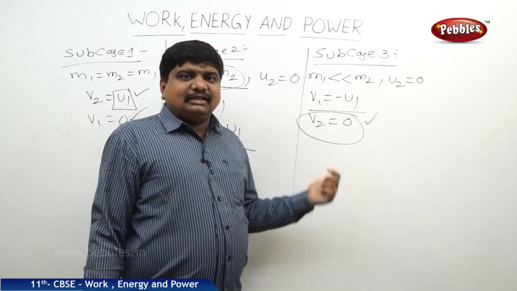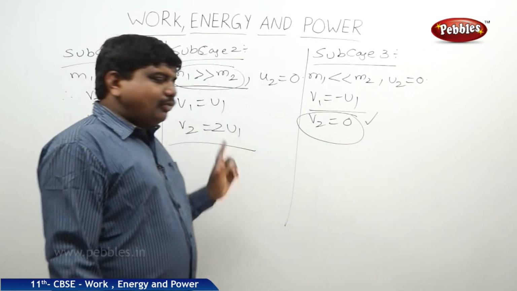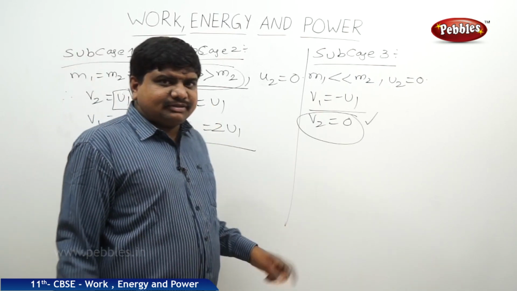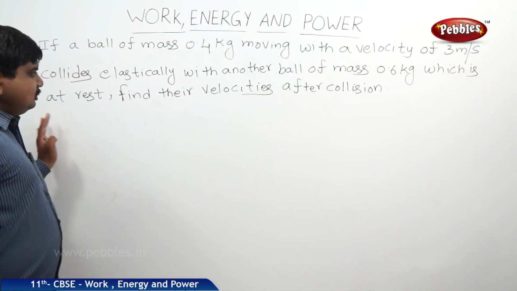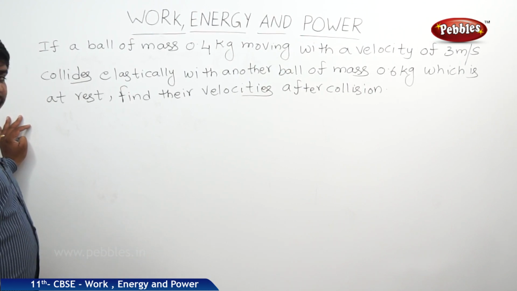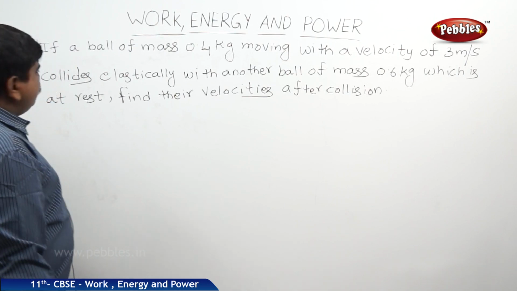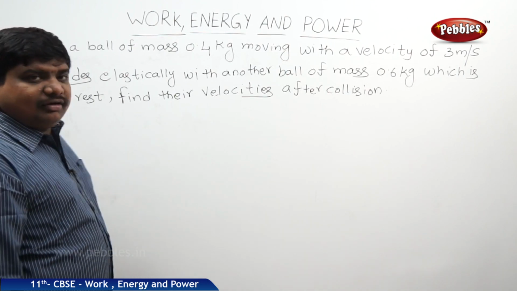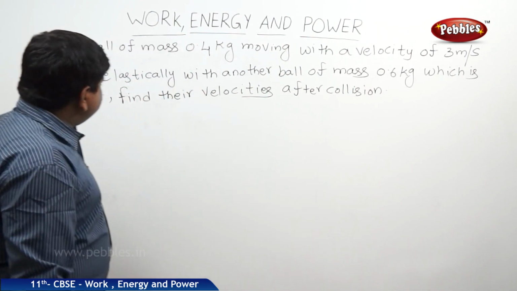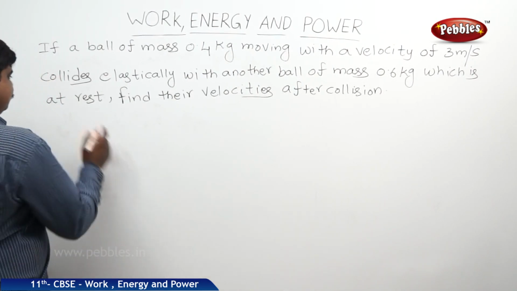We discussed these in elastic collisions. Now we will see one problem based on this concept. Here is the problem which is based on the concept of the elastic collision. If a ball of mass 0.4 kg moving with a velocity of 3 meters per second collides elastically with another ball of mass 0.6 kg which is at rest, find their velocities after collision.